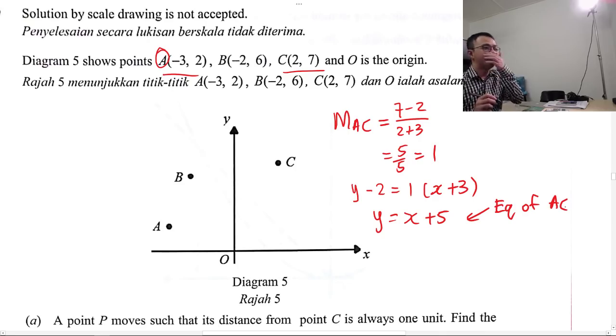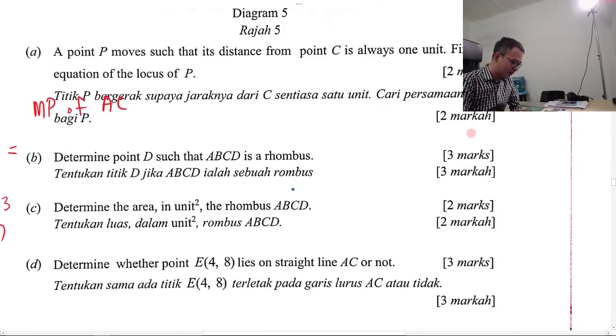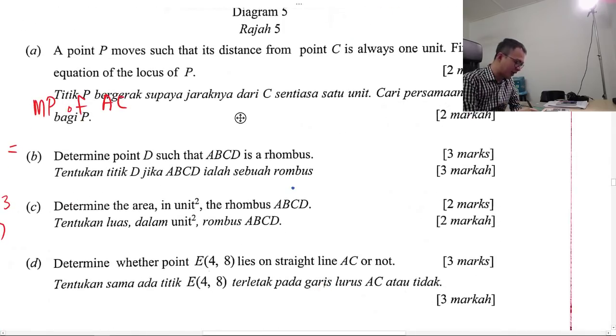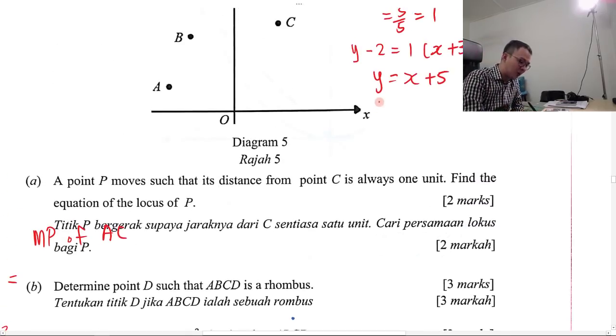Since I already have my equation of AC, I want to know whether that coordinate passes through AC or not. It's very easy. If the coordinate passes through AC, that means if I substitute 4, I should get 8, or if I substitute 8, I should get 4. This is how I test it. So I'm going to substitute x equals 4 into my equation AC and see whether my y value will be 8 or not. So y equals 4 plus 5. My y actually equals 9.